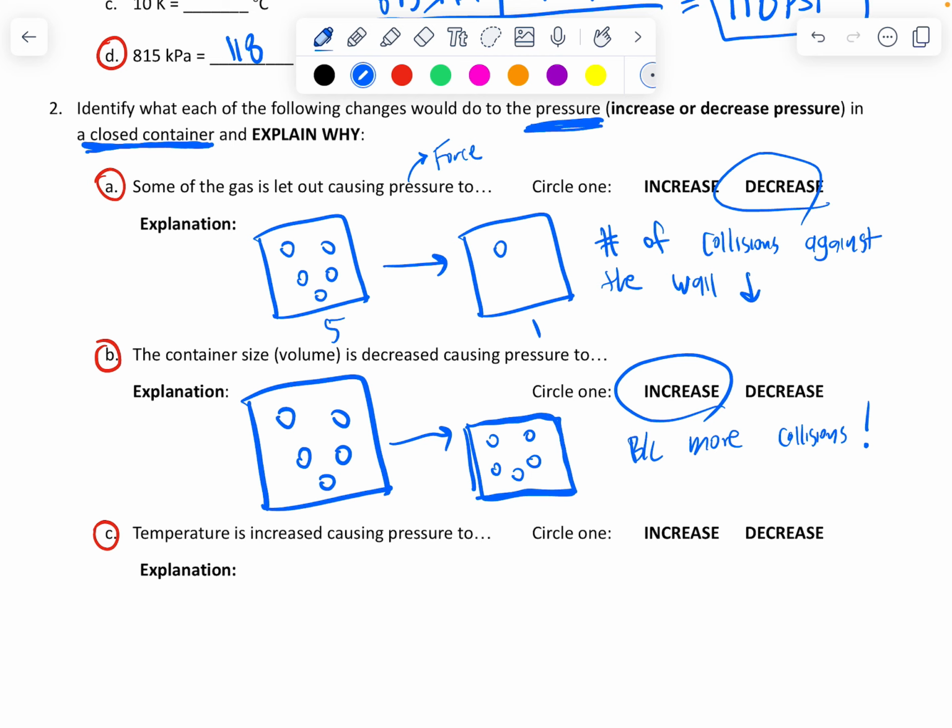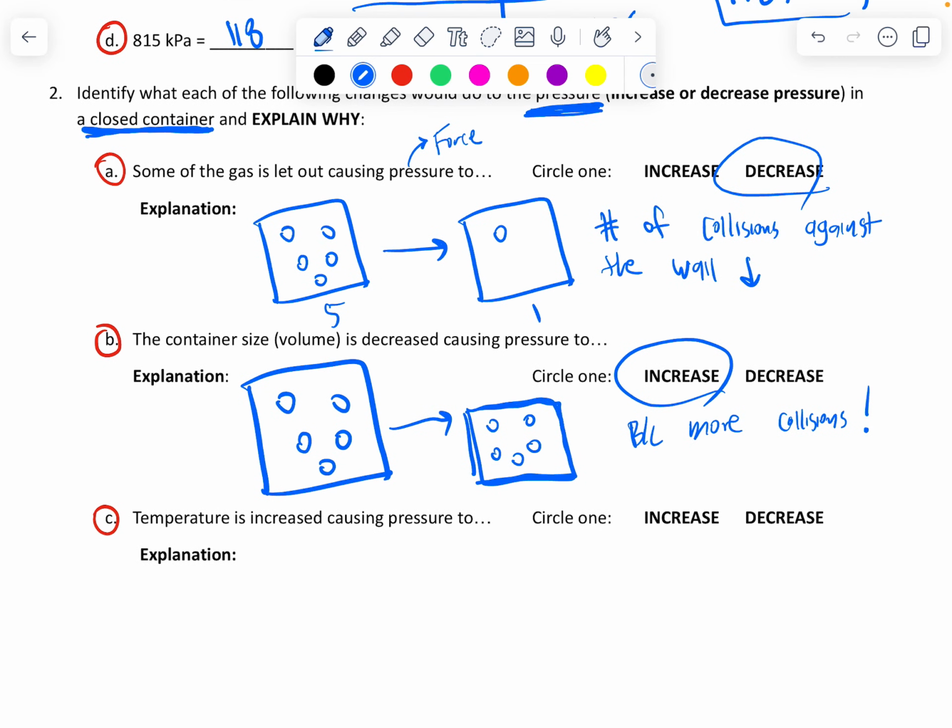Okay? Now, with the word collision, you need to be really careful here, guys. I'm only referring to the collisions against the walls, okay? Not the collisions amongst themselves. That's not how pressure is created, okay? Pressure is only created from these gas particles hitting against the walls, all right? Just keep that in the back of your head while you're doing these sort of free response questions, okay? And also, like me, drawing really helps, right? I mean, I'm a very visual person.